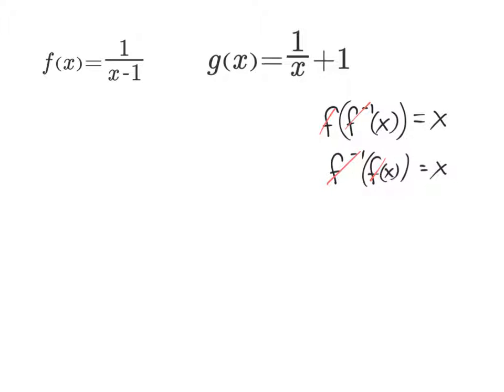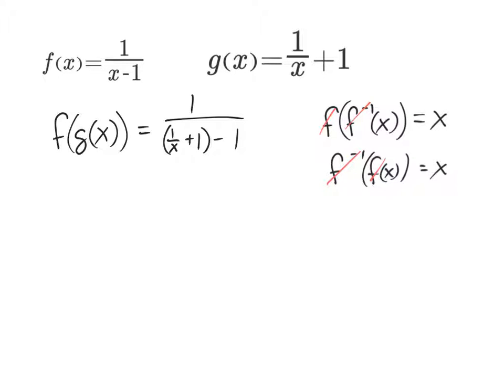So we're claiming that g is the inverse of f, so I'm going to compose f with g of x and see what happens. Well, f is going to be 1 over something minus 1, and what goes inside that something is 1 over x plus 1. Now, if you look right here, we have 1 over x plus 1 minus 1, so this will go away with this, and we're left with 1 over x.